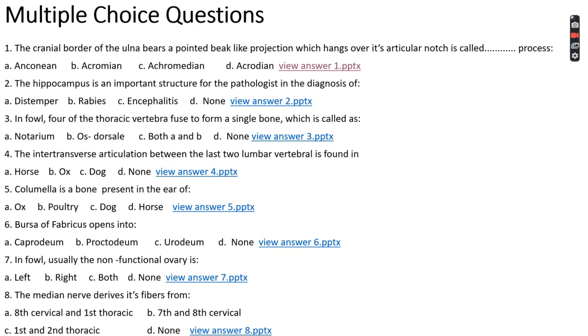Question number two: The hippocampus is an important structure for the pathologist in the diagnosis of: option A, distemper; option B, rabies; option C, encephalitis; option D, none. The right answer is option B, that is rabies.